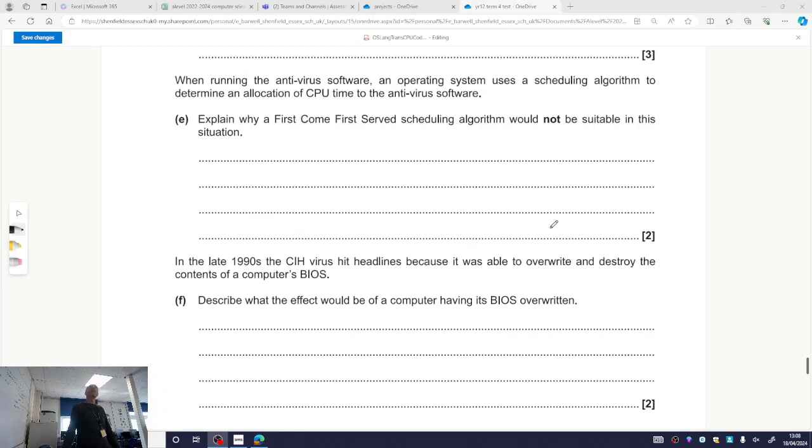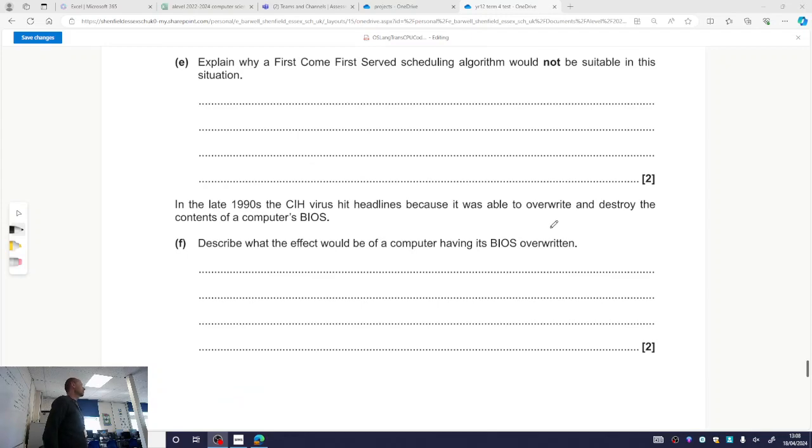Okay? Right. BIOS. What happens when it's overwritten? The worst thing is that your machine's bricked. It means you can't boot. Okay? So you can't initialize the hardware, you can't load the operating system.